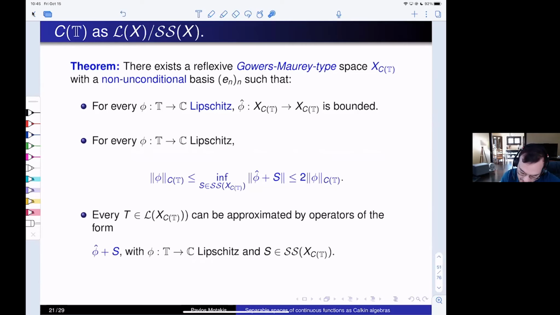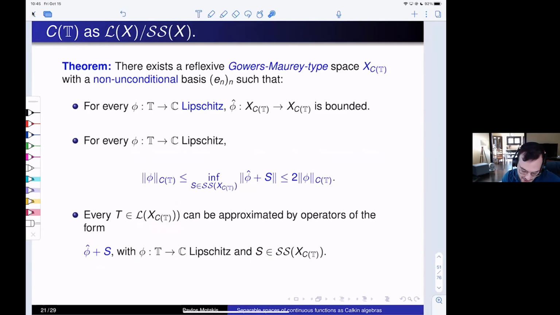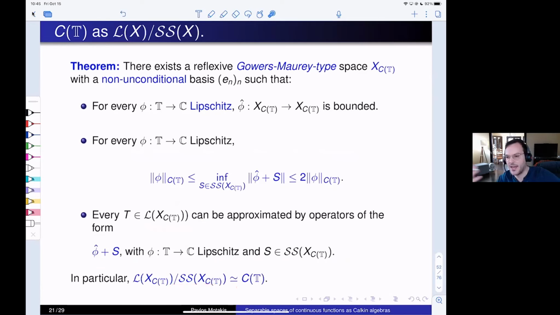And the third thing that you have is that, in fact, any operator on this space is not exactly equal, if you want to have a neat statement, but can be approximated by operators of the form phi hat plus S, where phi is a Lipschitz function and S is a strictly singular operator. So up to some small approximation, every operator is of this form. And what this means is that if you then mod out the strictly singular operators, you would get at the first step at least the Lipschitz functions on the torus, but by the Stone-Weierstrass theorem, the Lipschitz functions are a separating dense subalgebra of the continuous functions, so they are dense. So this then means that you also capture everything else.